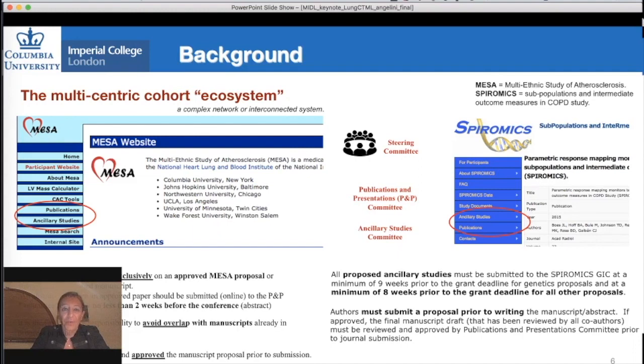So when you want to work with MESA and Spiromics data, you basically enter what I would call a multicentric cohort ecosystem, in the sense of a complex network or interconnected system. Both cohorts have a public website with a lot of very interesting information. And as you can notice, they also have some tabs here, which are called publications and ancillary studies, and the same here for Spiromics. Those two tabs are basically governed by two different committees, the Publication and Presentation Committee and the Ancillary Studies Committee.